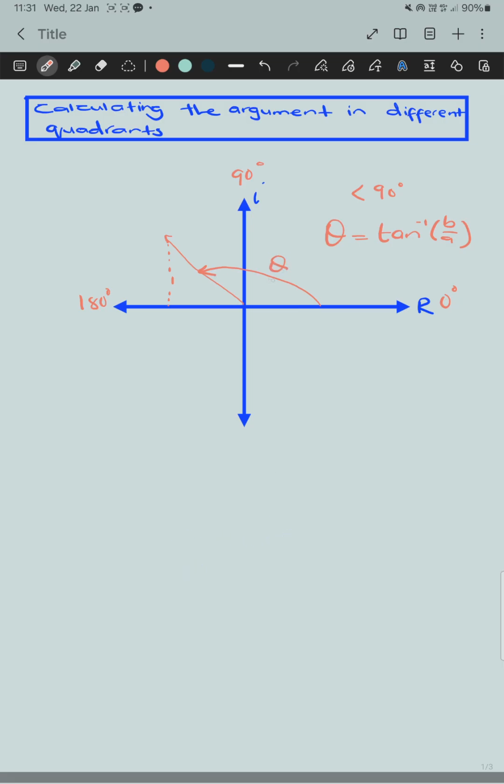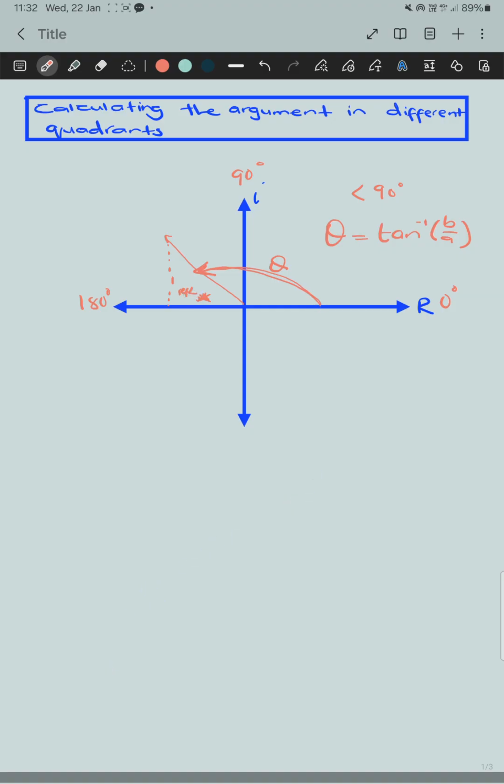But what I am going to get will not be the theta. If I calculate using the arctan b over a, I will not get a number between 90 degrees and 180 degrees. I am going to get an acute angle. The angle I'm getting in magnitude is this one. So if I use arctan b over a, I'm going to get this angle. I do not want this angle. I want this one. Let's refer to this angle as the reference angle.